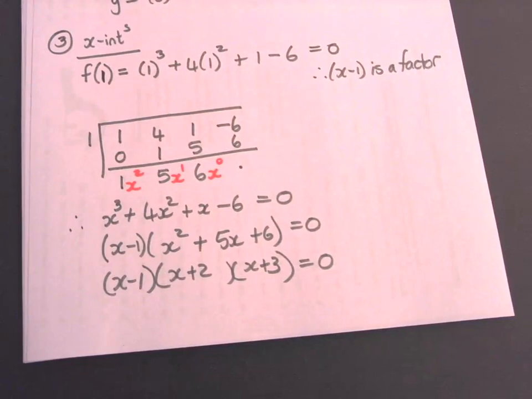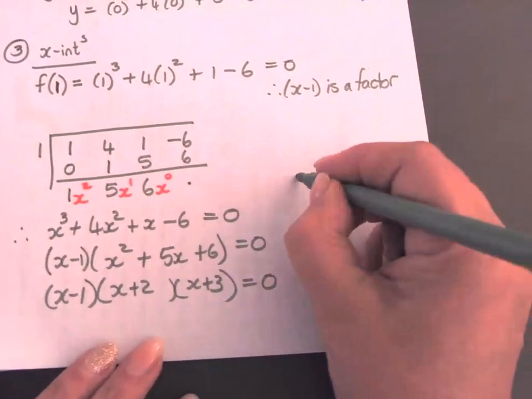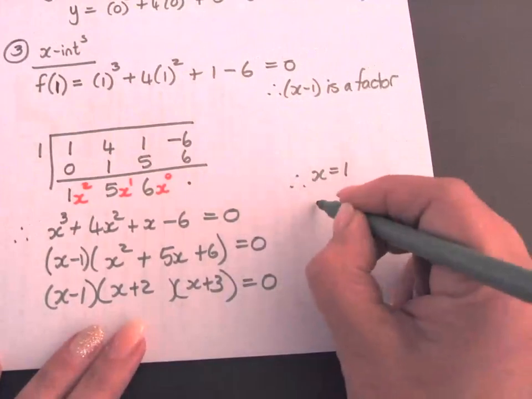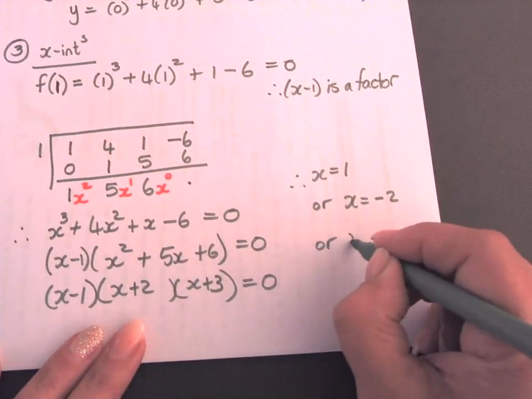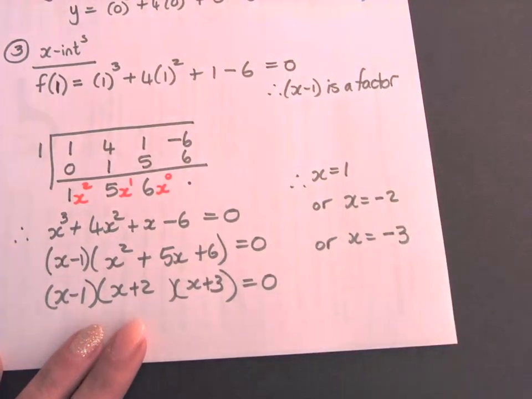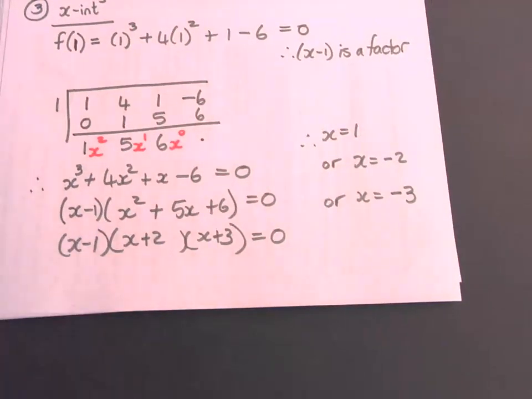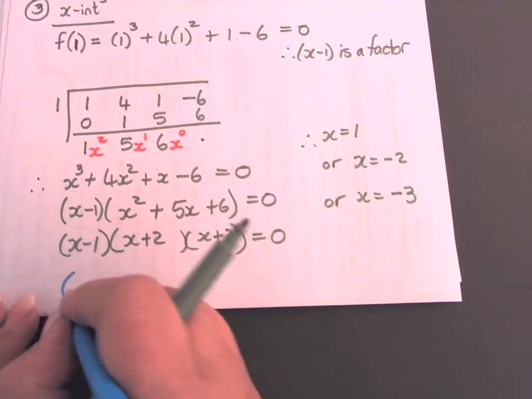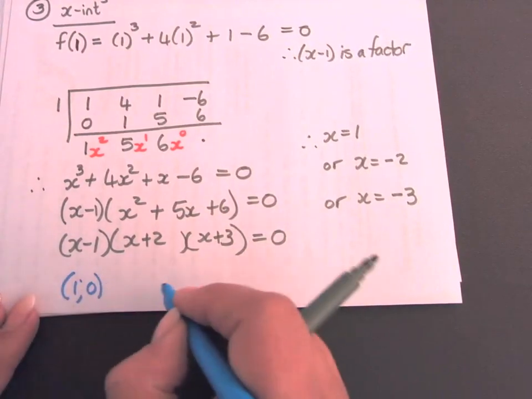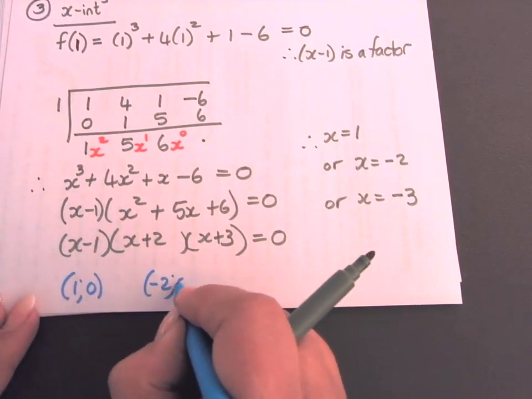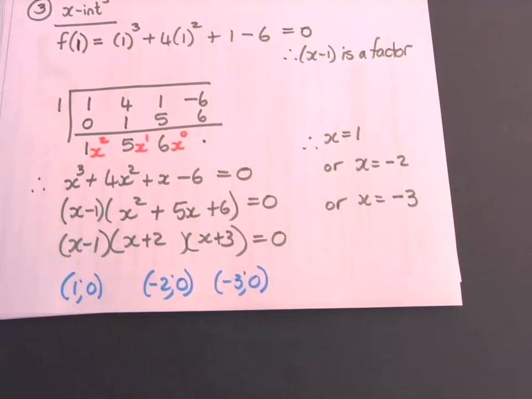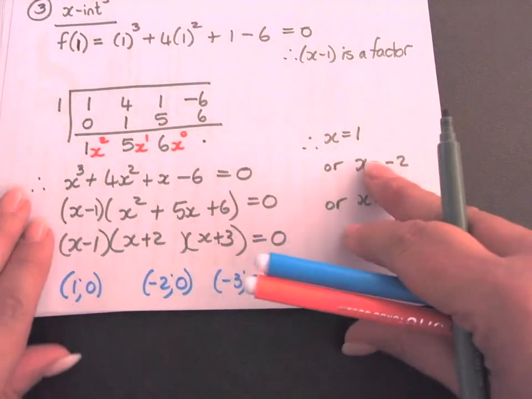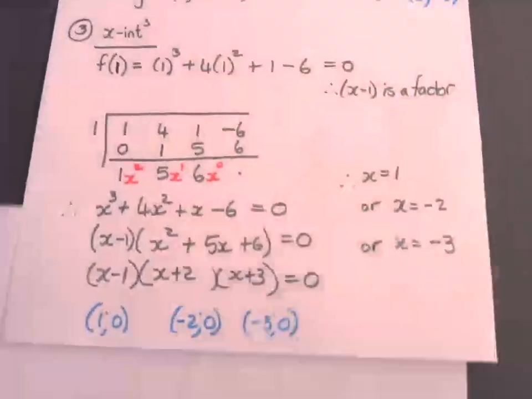So my 3 x values, I'm just going to write them here, will be x equals 1, or x equals negative 2, or x equals negative 3. But I have to write the coordinates. So it will be 1, 0, minus 2, 0, minus 3, 0. We must get the turning points.